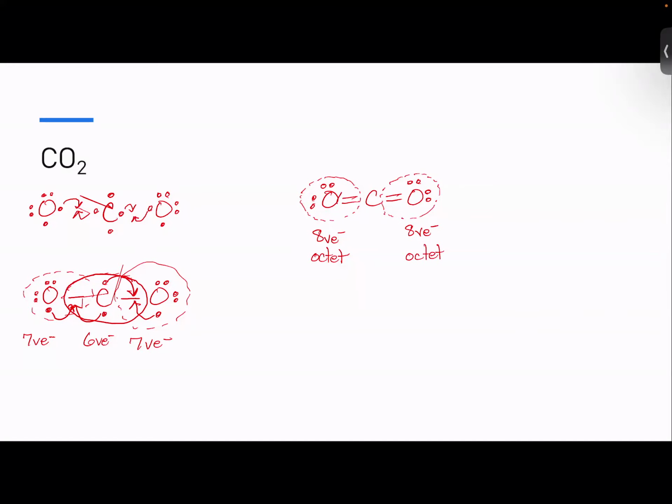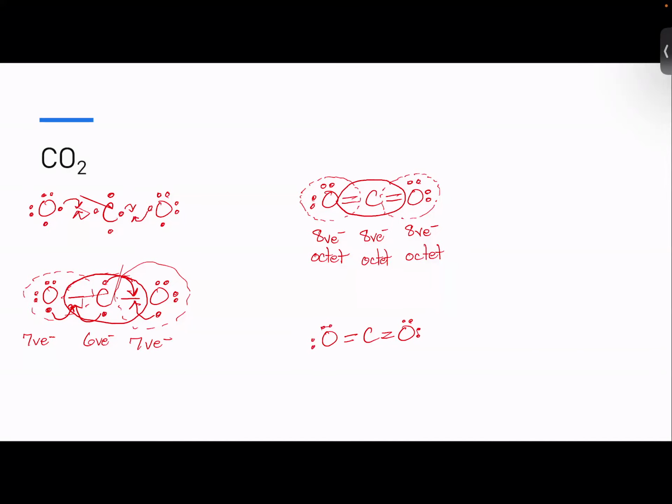And our carbon sees itself as having 2 double bonds, each with 4 electrons. Therefore, it has 8 valence electrons, which is an octet. So the Lewis dot structure for carbon dioxide has carbon double bonded to each oxygen in the molecule.